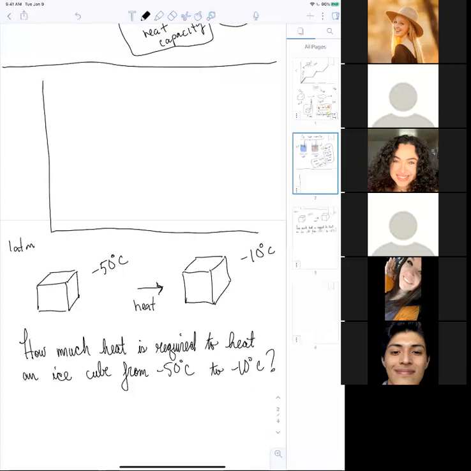So yeah, we need the mass. So what's the mass going to be? I'm just making this up. So let's say we have 45 grams of ice. Yeah, 45 grams of ice.